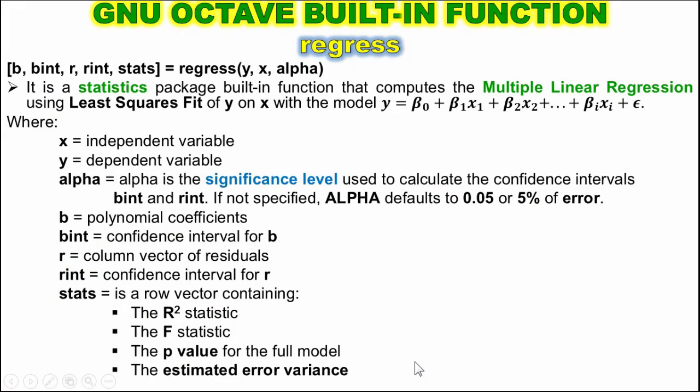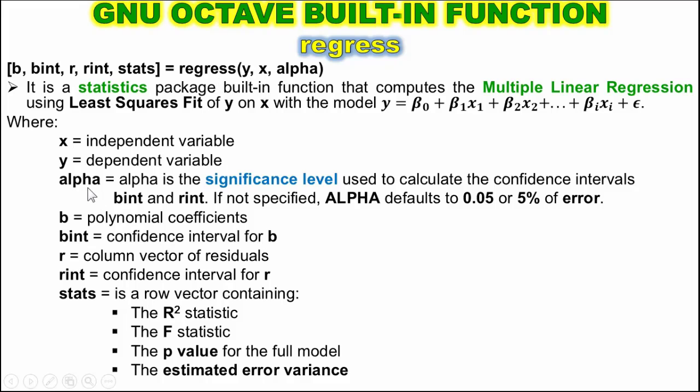The regress built-in function from the statistics package computes the multiple linear regression using least squares fit of y on x with the model y is equal to beta sub 0 plus beta sub 1 multiplied by x sub 1 plus beta sub 2 multiplied by x sub 2 plus beta sub i multiplied by x sub i plus epsilon, where x is the independent variable that you need to pass. Y is the dependent variable that you will also pass as an argument when calling the built-in function regress.